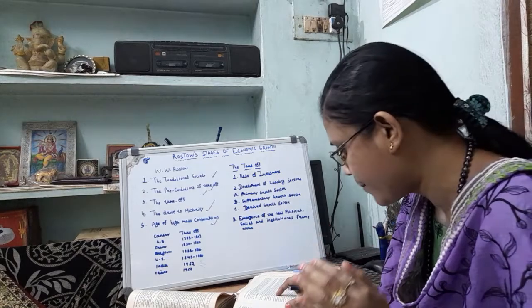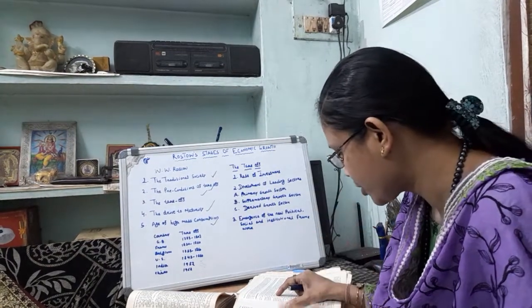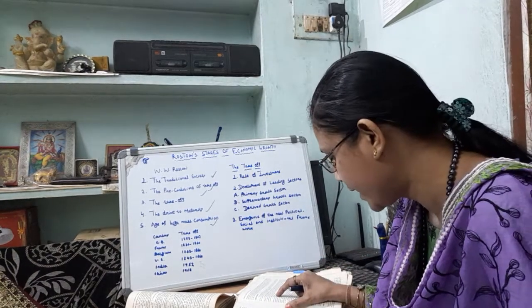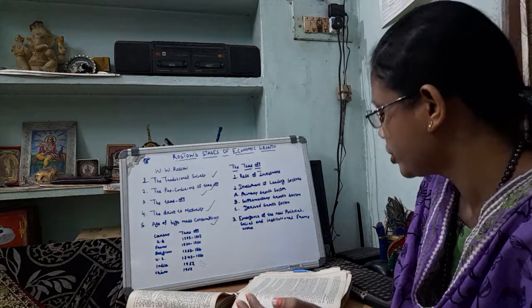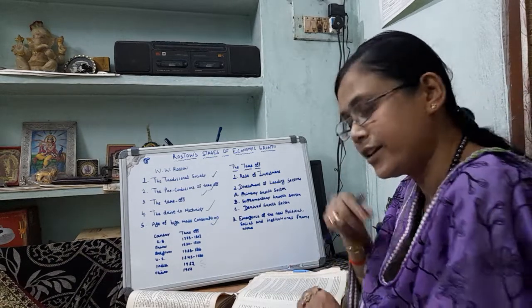United States of America was the first country to reach the stage of high mass consumption in the 1920s. It was followed by Great Britain in 1930, Japan and Western Europe in 1950, and Russia entered this stage after the death of Stalin.